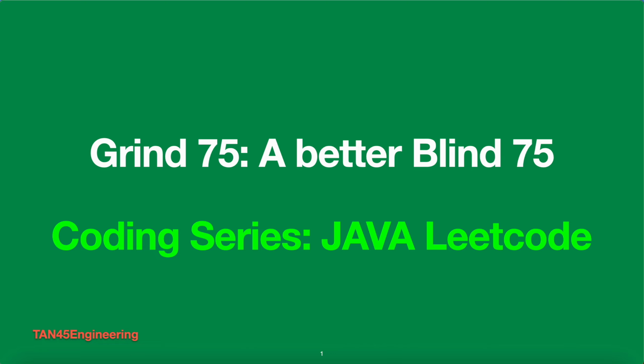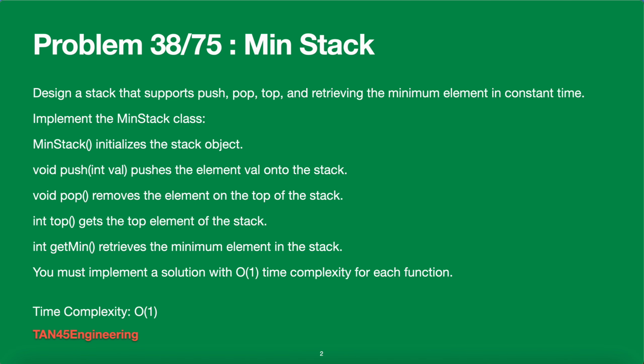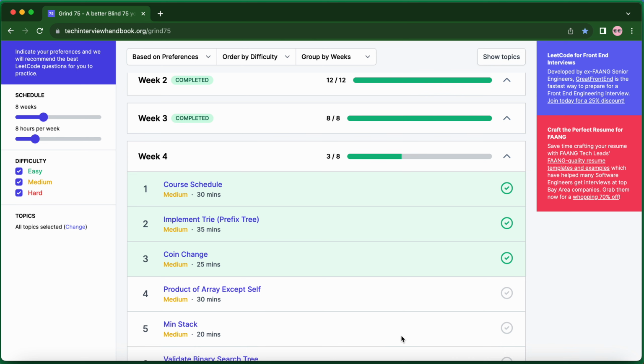We are here with yet another video in our Grind 75, a Better Blind 75 coding series. So today's problem is on MinStack. It's same as solving any other problem on stack. The only complicated part is that we have to perform all the operations push, pop, top, get min in O of 1 time complexity. Okay, so let's jump into the problem statement, understand it and start solving.